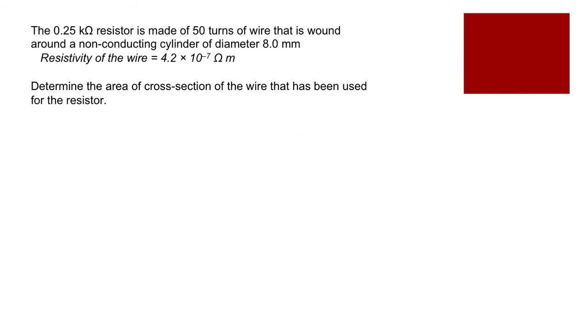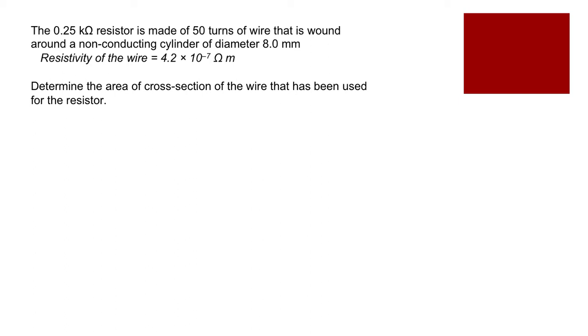Okay, let's try another one. A 0.25 kilo ohm resistor is made of 50 turns of wire wrapped around a non-conducting cylinder of diameter 8 millimeters. Determine the cross-sectional area of the wire. So let's think first about what it's given us. This 50 turns of wire around the cylinder. What is that trying to give us? Well, it's actually just trying to give us how to calculate the length.